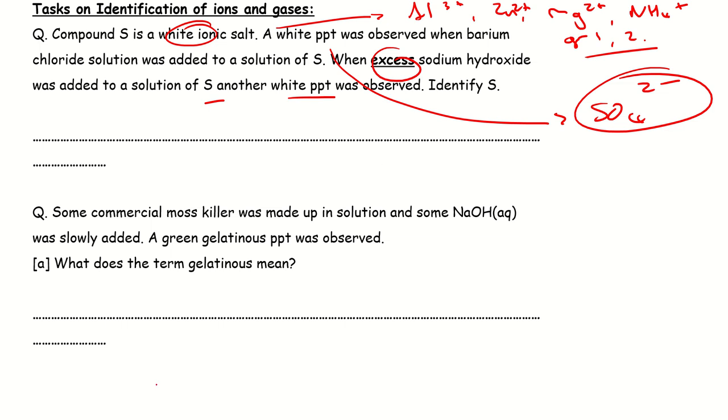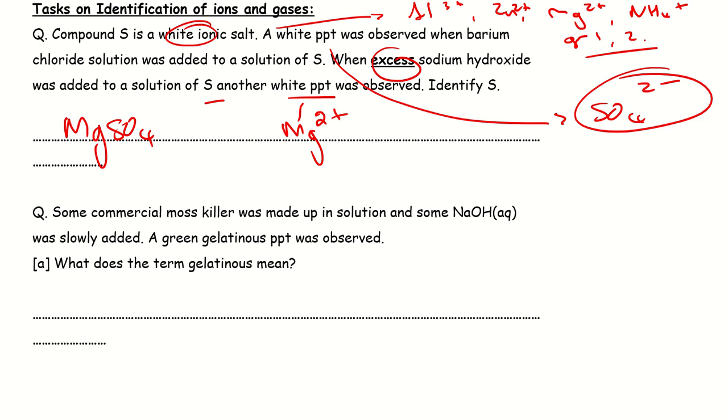The only ion that gives us a white precipitate with excess sodium hydroxide is the magnesium ion. The zinc ion and the aluminium ion both dissolve in excess sodium hydroxide, so we could rule those out. So therefore, our compound, very simply, is magnesium sulfate.